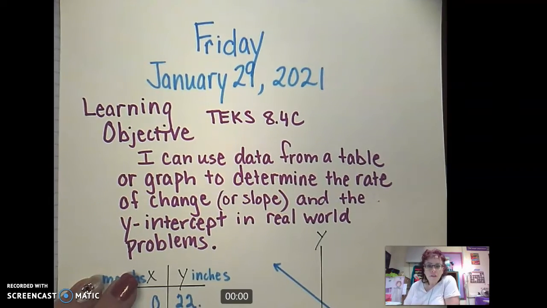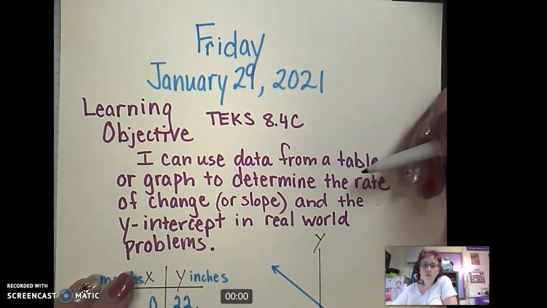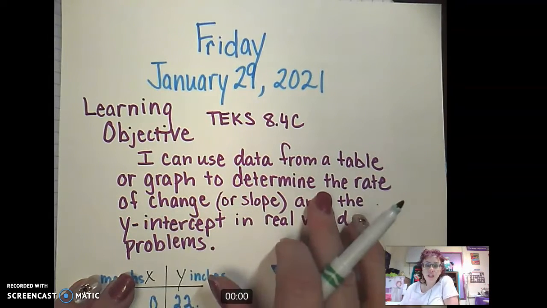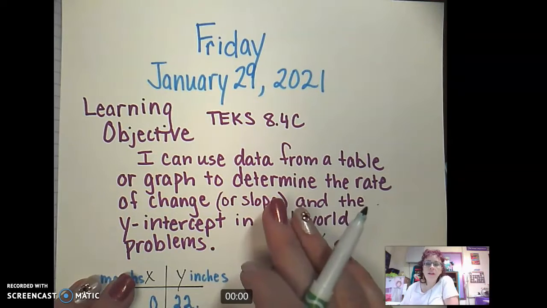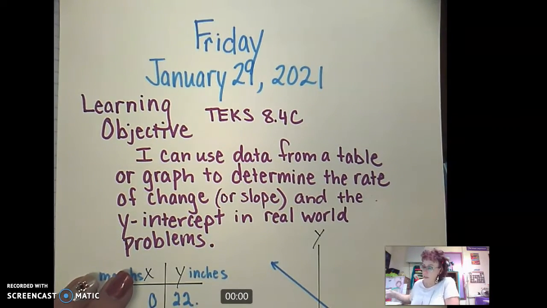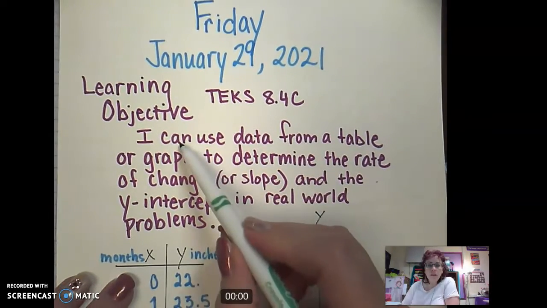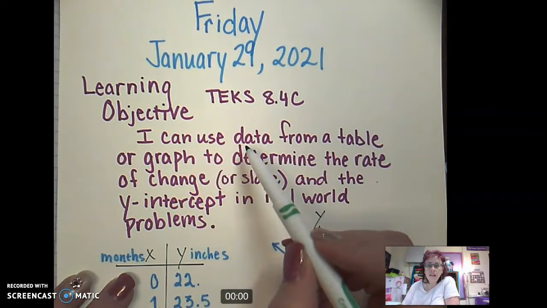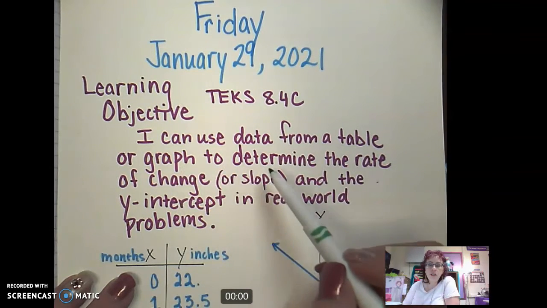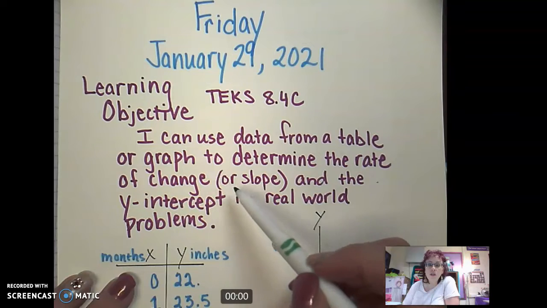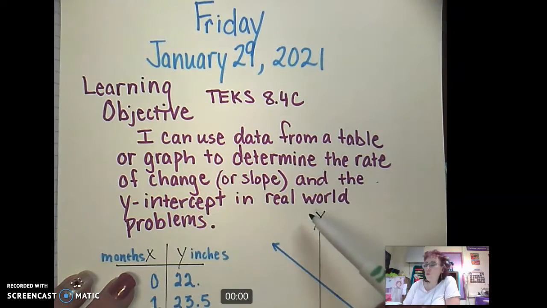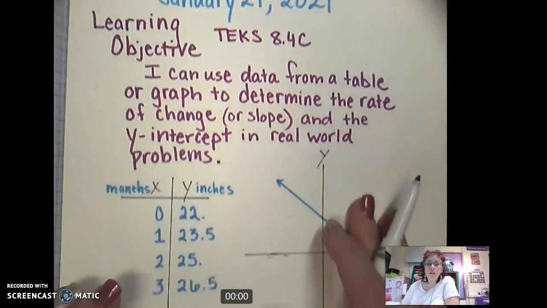Hey guys, we're going to talk for a few minutes about how to find slope or the rate of change when you have a table or a graph. So let's get going. The learning objective: I can use data from a table or a graph to determine the rate of change or slope and the y-intercept in real-world problems.